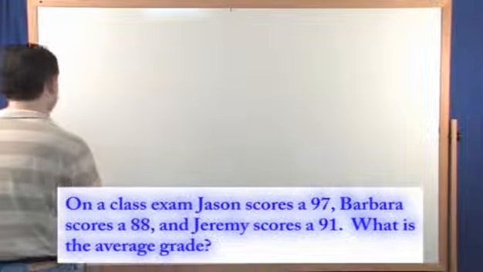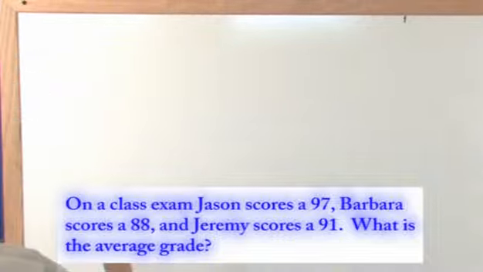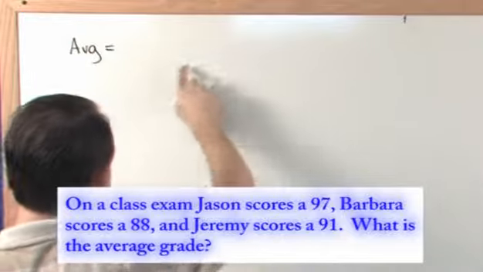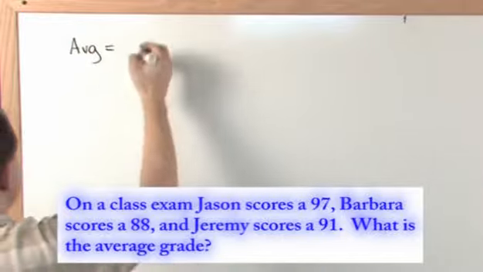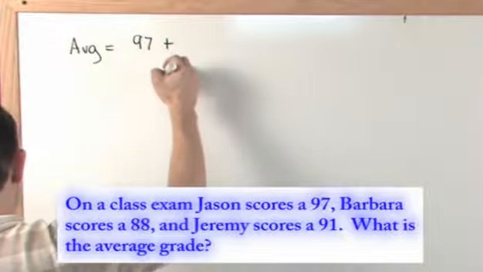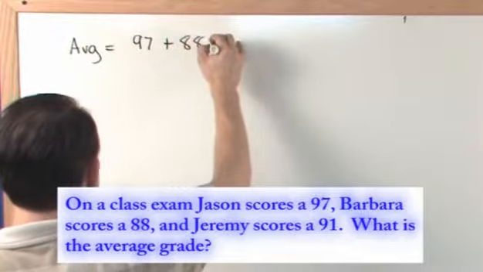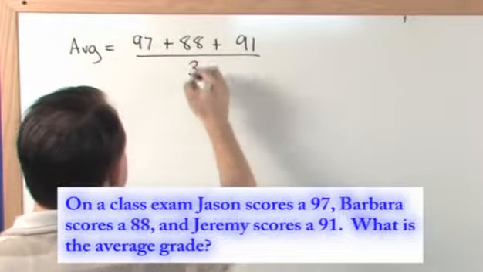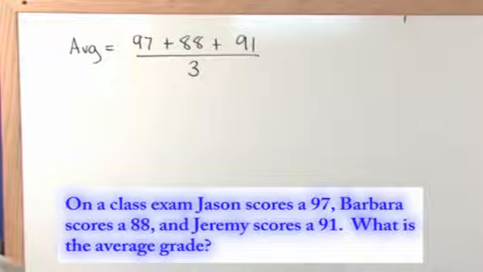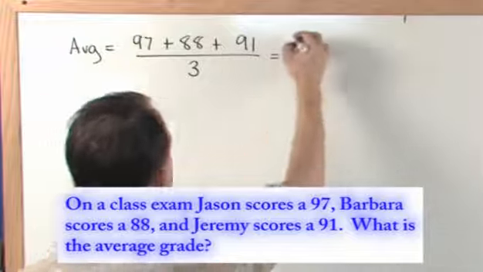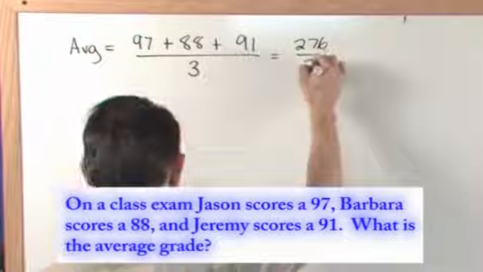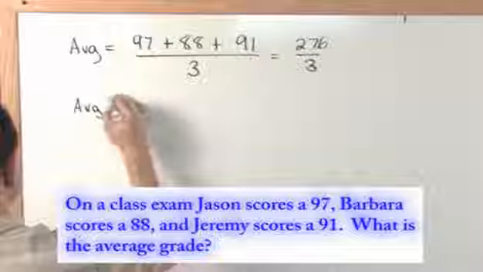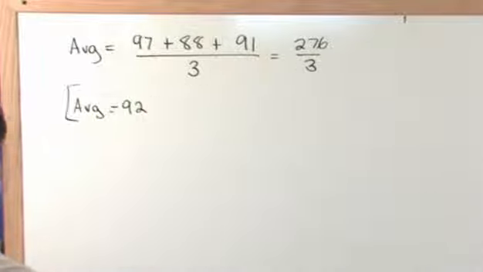Okay, so we'll just use our definition. The average is the sum of the grades divided by the number. So if Jason scores a 97 and Barbara scores an 88 and Jeremy scores a 91, you just add them up and you divide by 3, and that's the average. When you do this math on the top, you get 276 divided by 3. So the average is 92.